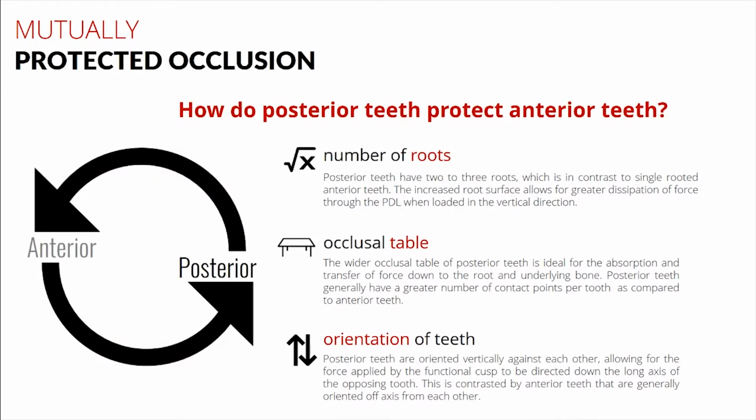Okay. All right, so just as a summary, how do the posterior teeth protect anterior teeth? We're going to point to three different aspects: the number of roots, the wide occlusal table, and the orientation of teeth. All those things set the posterior teeth up to be able to take on force in a vertical direction and protect the anterior teeth from overloading, because we know the anterior teeth don't do as well in absorbing these vertical loads.